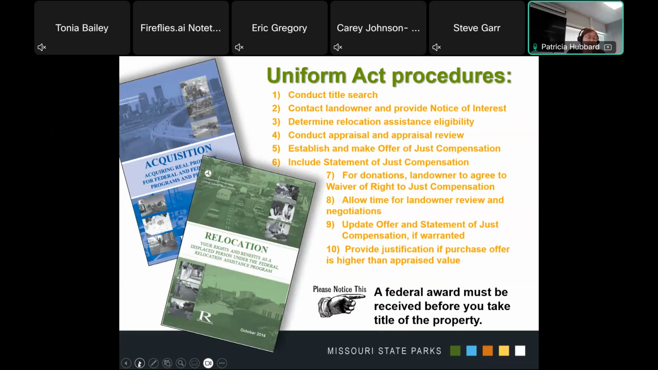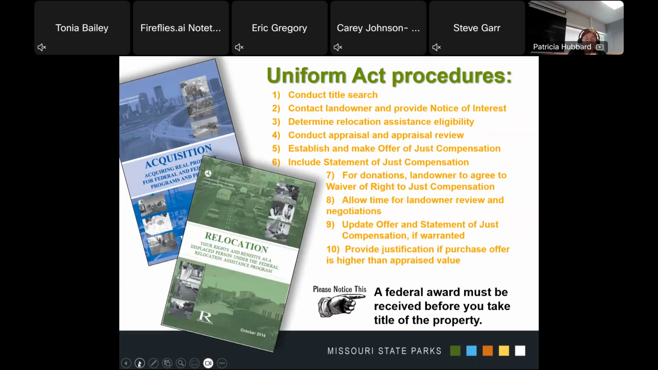So here are the steps that you must follow in order to comply with the Uniform Act. Steps 1 through 4 are completed in the application process. If the property is being donated by the landowner, then they can also complete step 7.